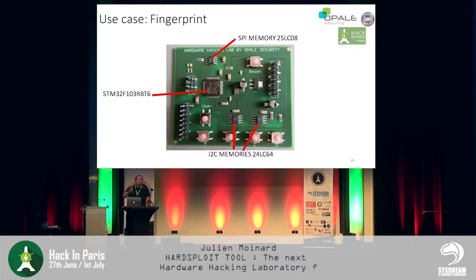So the first step, you remember, is to fingerprint your device. In this case, trust me, if you want, you can verify what I try to explain. It's an STM32F103RBT6 device, a very common microcontroller in electronics. And on this board we have two I2C memories, very common memories, and it's the same for SPI. Okay?